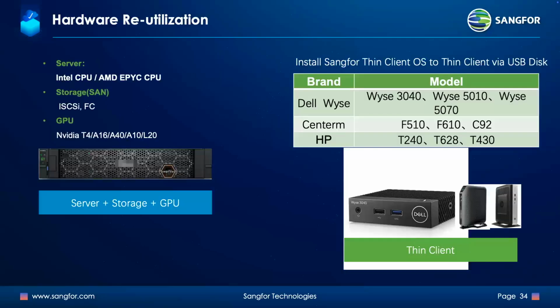Now, what is it that can be reused? Just as an example, I've added this slide so you get an idea. The existing servers that have Intel or AMD CPUs can work as well. If a customer is using a 3-tier architecture, SAN storage mapped over iSCSI or Fiber Channel, that can be used also. If they have an existing NVIDIA GPU from the models that you see here, it can be reused as well in Sangfor VDI. If they are using thin clients from Dell, Centerm, and HP, those can be reused as well.